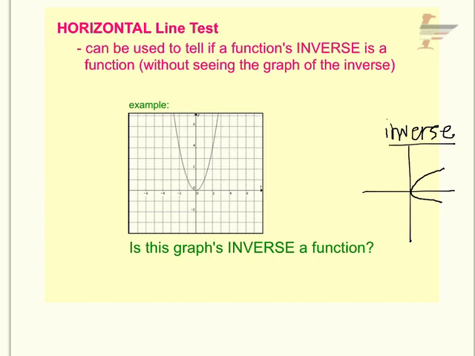But what if I'm not exactly sure what the inverse looks like? How can I tell just by looking at the original graph? That's where you do a horizontal line test. If you pass a horizontal line through the original function, this will tell you about the inverse without even having to graph the inverse. How great is that? So, does it pass a horizontal line test? You can see you cross the graph in more than one spot, so that means no, the inverse is not a function.